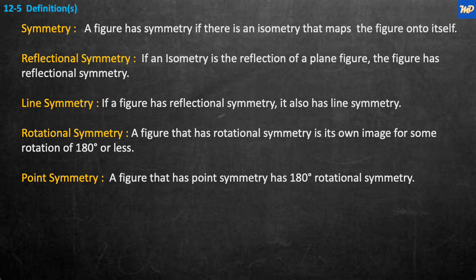Okay, let's start this review with a few definitions. Symmetry: a figure has symmetry if there is an isometry that maps the figure onto itself. Reflectional symmetry: if an isometry is a reflection of a plane figure, the figure has reflectional symmetry. Line symmetry: if a figure has reflectional symmetry, it also has line symmetry. Rotational symmetry: a figure that has rotational symmetry is its own image for some rotation of 180 degrees or less. Point symmetry: a figure that has point symmetry has 180-degree rotational symmetry.